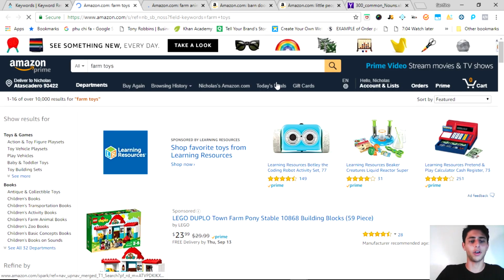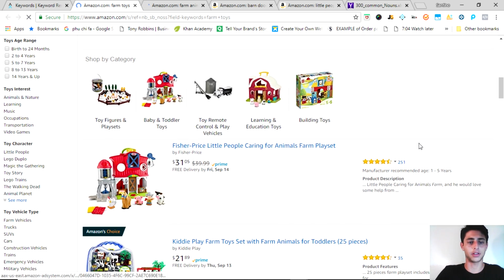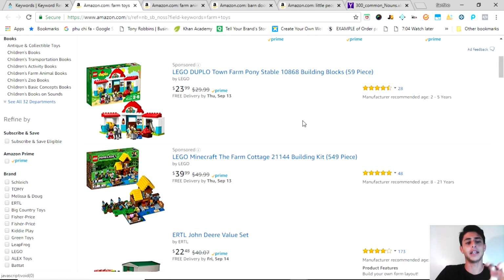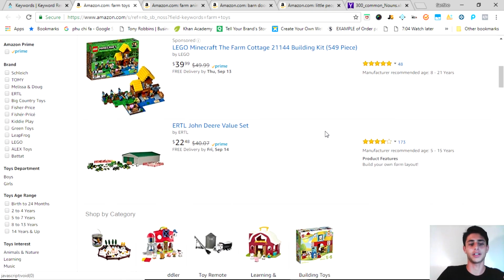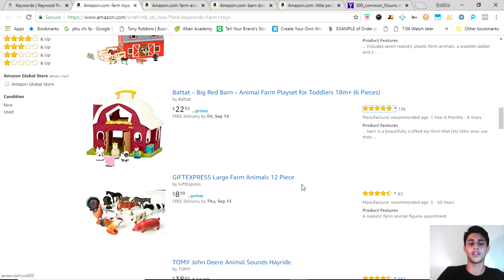So the first one is Farm Toys, and we can see Lego is already in the sponsor, so I would not recommend anybody to compete with any known brand such as Lego. And then we could also see Melissa and Doug is in here, I saw. So we would immediately count this product out.